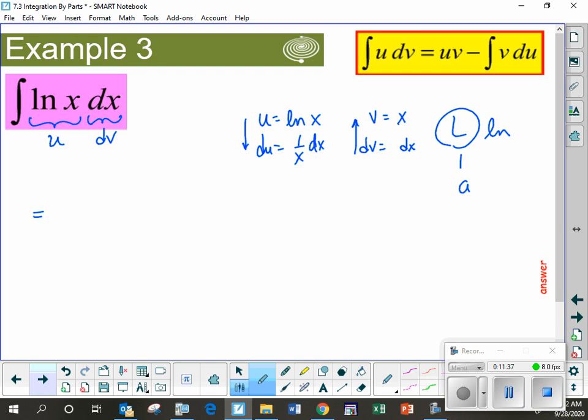Seems interesting, huh? So we know that the pattern goes u times v minus the integral of v du. u times v, multiply across the top. That'll give me an x natural log x minus the integral. Now I'm coming across the other diagonal of x times 1 over x dx. And let me erase my pattern. Simplify.